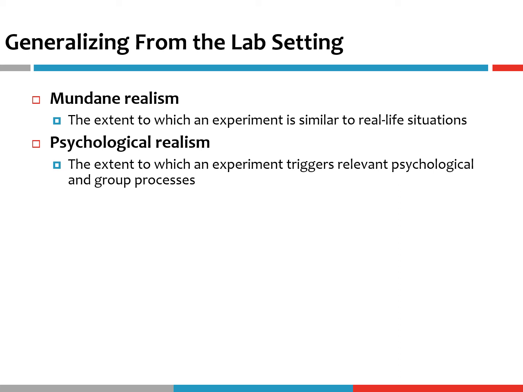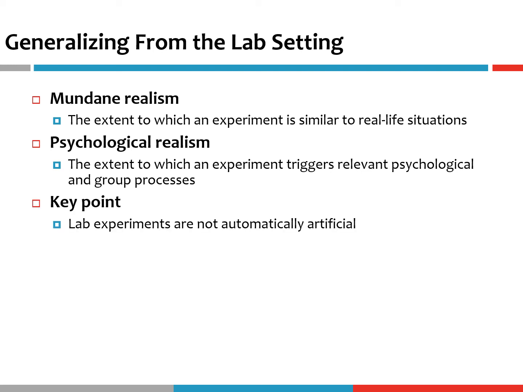So even though our literal setting might be different and much more artificial than the real world, provided our participants are reacting in the same way to our laboratory experiment that they would in the real world, okay, then that means that our results are going to have external validity, or that they're going to be realistic enough to generalize to settings outside of the laboratory.